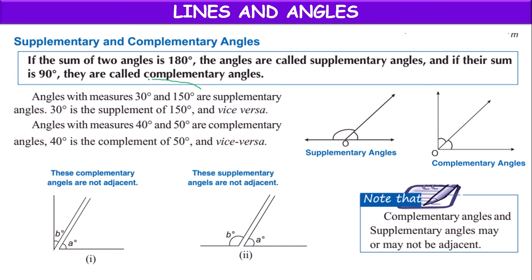Suppose we have a pair of angles with measurements 30 degrees and 150 degrees. Then 30 and 150 are called supplementary angles. 30 is the supplement of 150 and 150 is the supplement of 30.